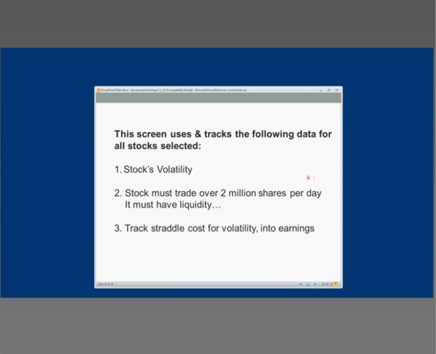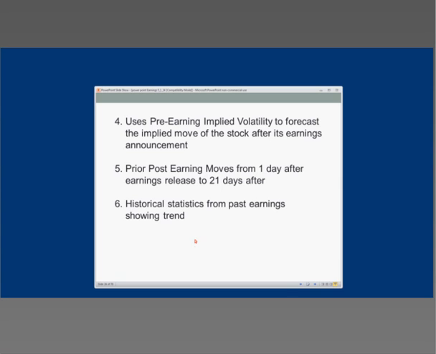Then the other thing I do is filter my list to see which of these stocks trade 2 million shares or more per day, because I want liquidity for my trades. And the third thing I do is track the straddle costs for volatility going into the earnings. If you're not familiar with options, the straddle cost is how you get that implied volatility, how you can measure it. And you do it through a straddle cost.